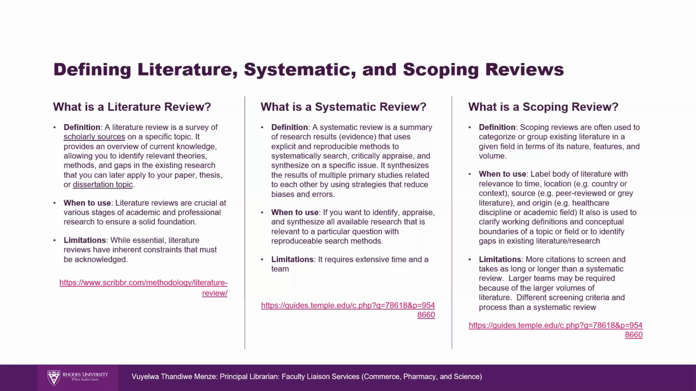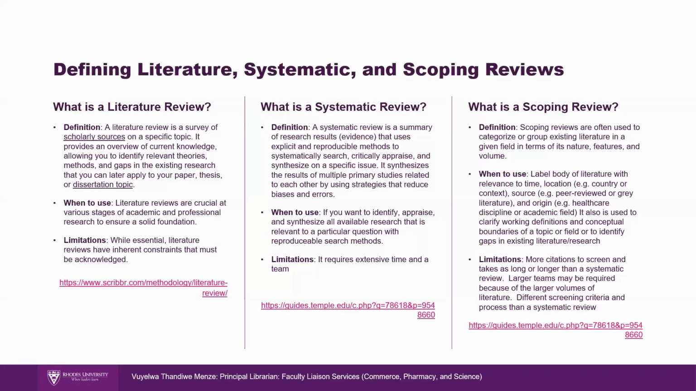When would you use a systematic review? You would use it if you want to identify, appraise, and synthesize all available research that is relevant to a particular question with reproducible search methods. The limitations of using a systematic review: it requires extensive time as well as a large team.